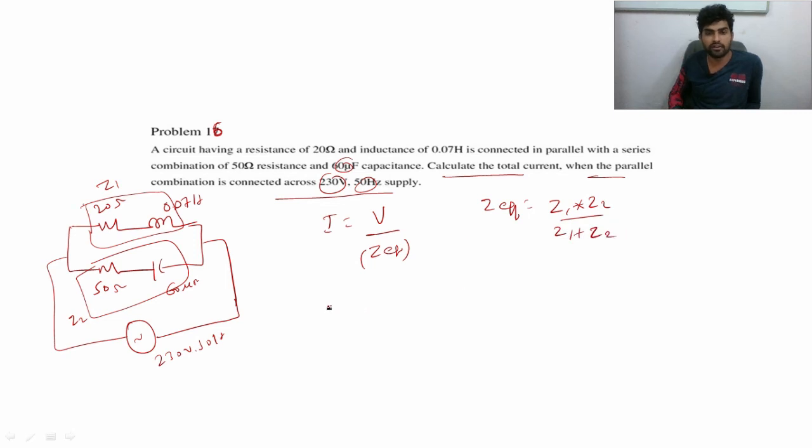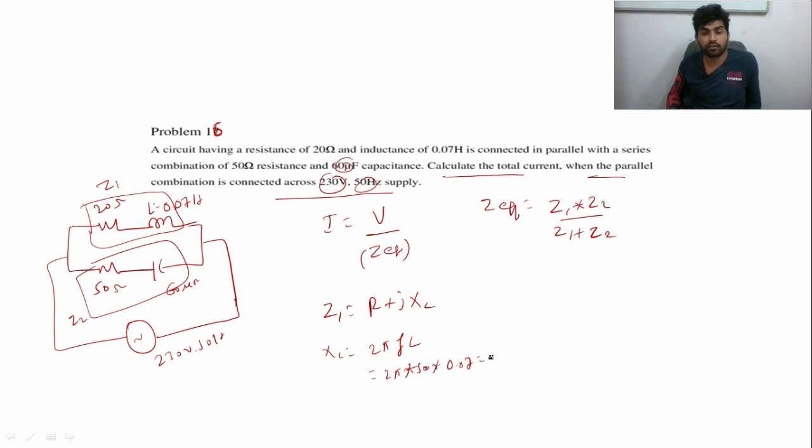So what is Z1? Z1 is equal to R plus J XL. It is an inductive circuit. XL they have not given, L is given, so XL we need to calculate. XL is equal to 2 pi FL. So 2 pi into 50 into 0.07, we get 22 ohm. This is XL. So Z1 is equal to 20 ohm plus J 22 ohm. This is Z1.